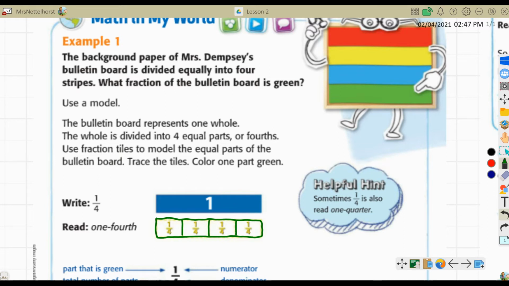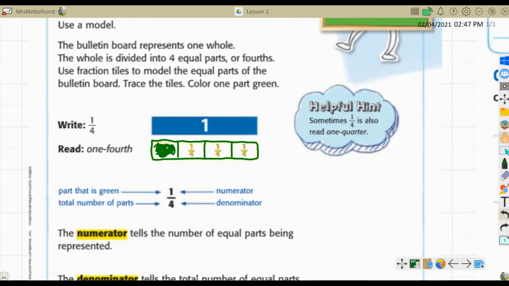So I traced over the tiles, and now I'm going to color one part green. I'm just going to get in there with my finger and do some quick coloring. It's not art, it's math. We're just doing a fast color job. So we write 1/4 and we read 1/4 because it's 1 out of 4 equal parts. Helpful hint: sometimes 1/4 is also read as a quarter. We also do that in time.